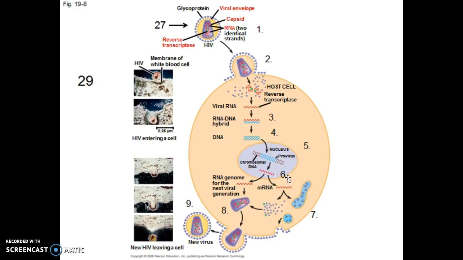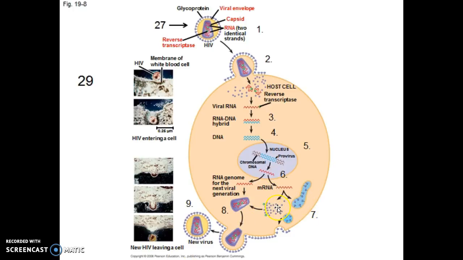Step 6, we can use the DNA and we can transcribe the proviral genes, proviral coming from the provirus, so we can make mRNA from it. This leads into step 7, which, as you should know, mRNA, once it is transcribed, it is translated. So step 7 is the translation of this mRNA strand, which creates more capsid proteins, reverse transcriptase, and glycoproteins, and we see some of those going over here and here.